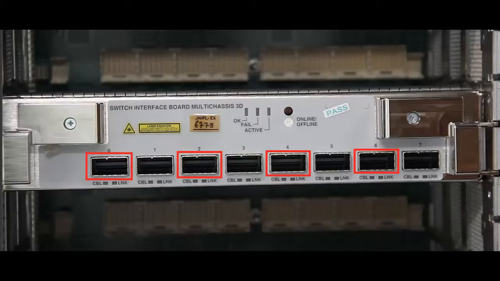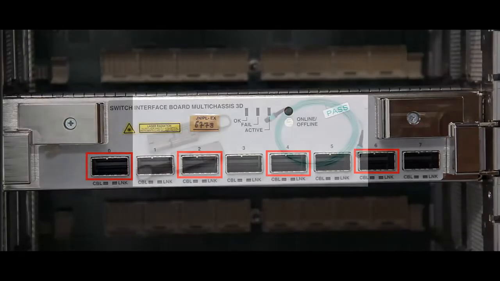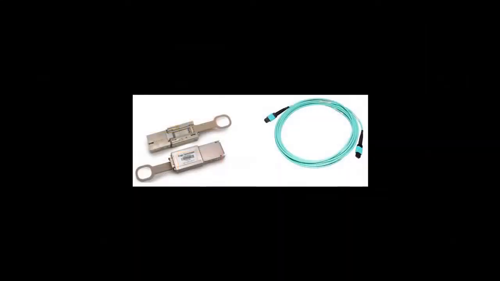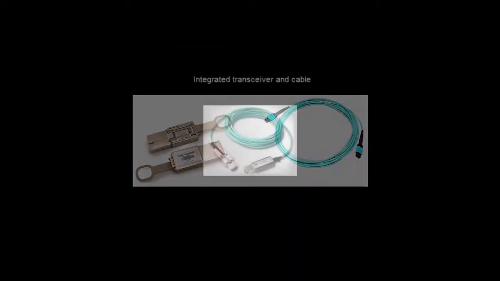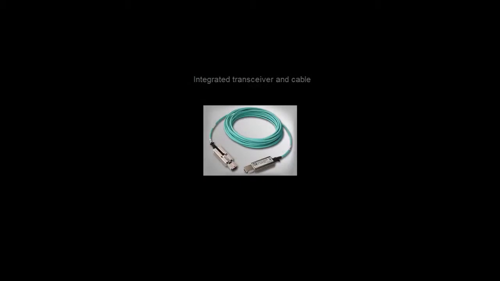While all the 8 ports are used in a T4000 LCC 3D SIB, only ports 0, 2, 4 and 6 are used in a T1600 LCC 3D SIB. There are two types of cables for connecting the SIBs. The CXP cable has a detachable CXP transceiver. The AOC cable has an integrated transceiver.